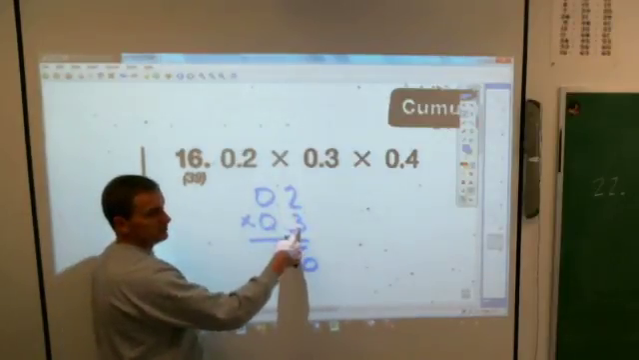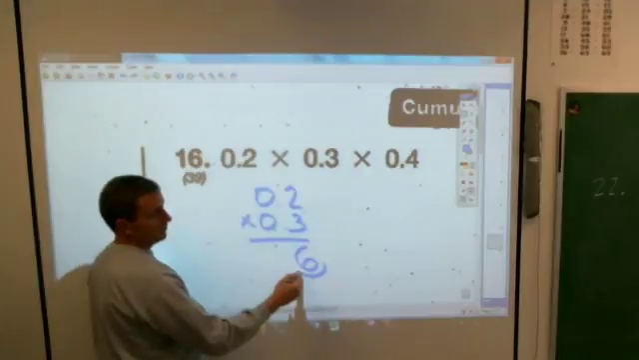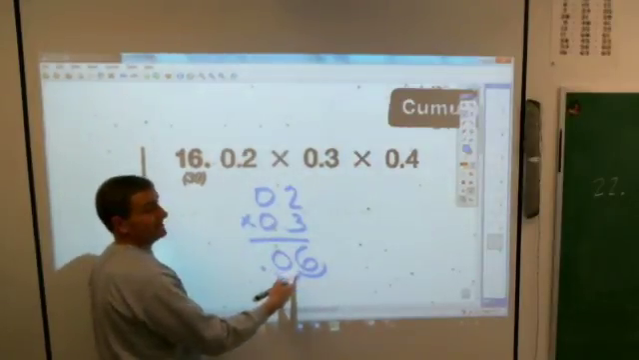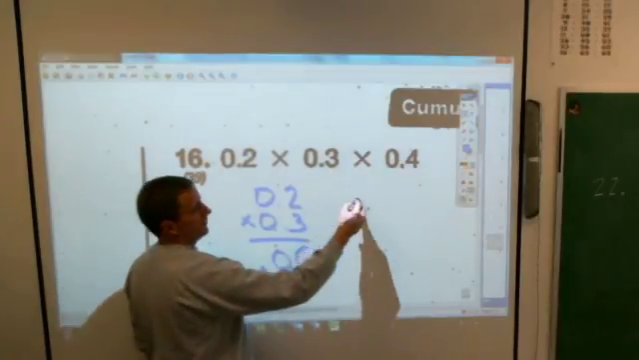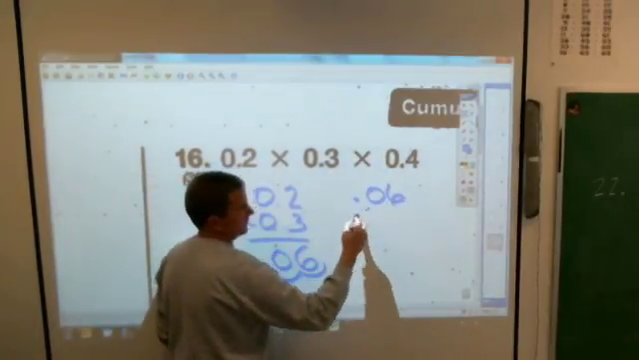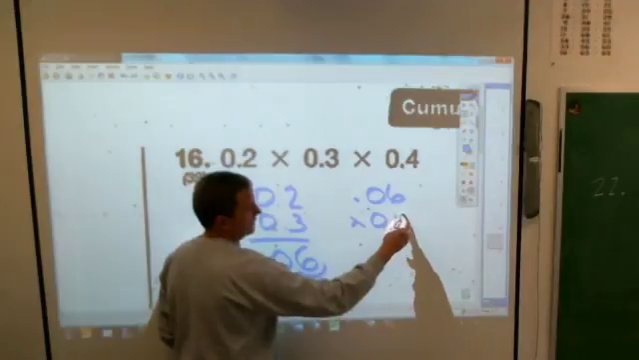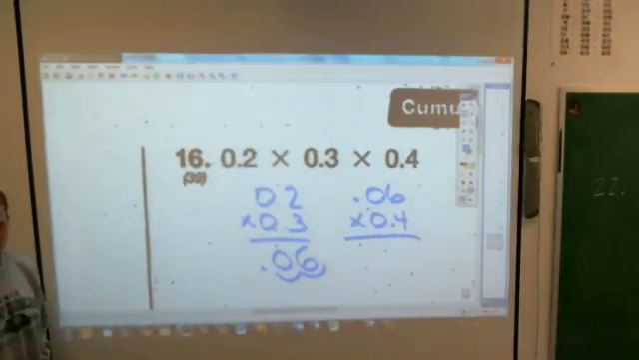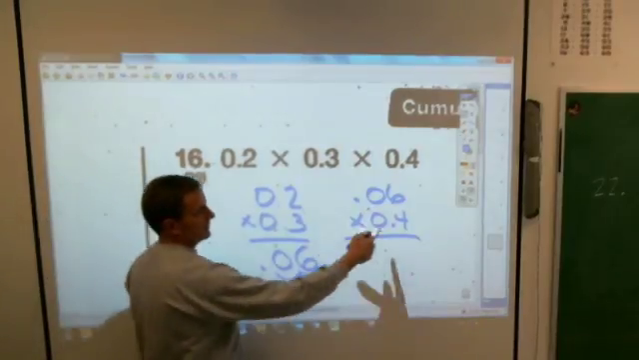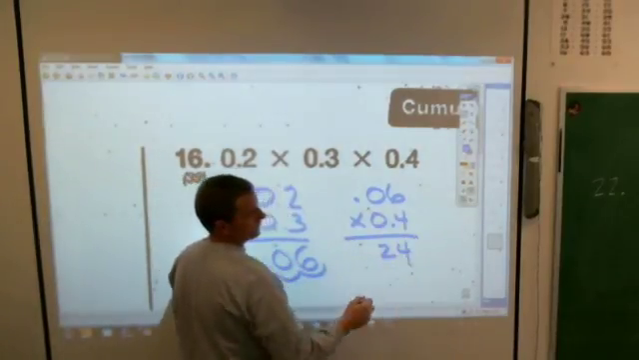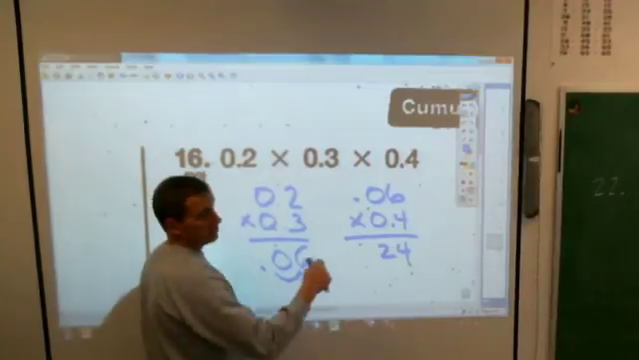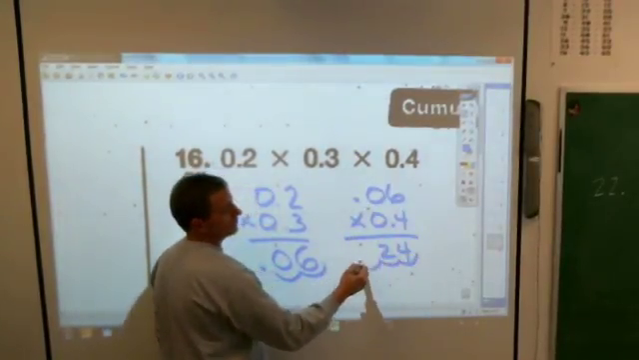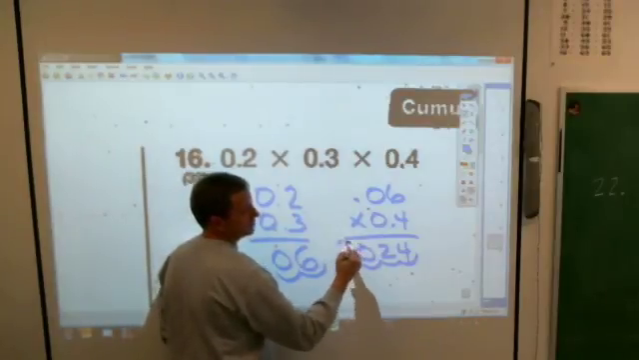1 decimal place here, 2 decimal places there, so 1 place, 2 places. The answer to 0.2 times 0.3 is 0.06. And then you have to take 0.06 and multiply it by 0.4. Notice now the decimals are not even close to lining up, nor do they have to, nor do you have to do that. 6 times 4 is 24. How many decimal places are in this multiplication problem? 1, 2, 3. So 0.024.